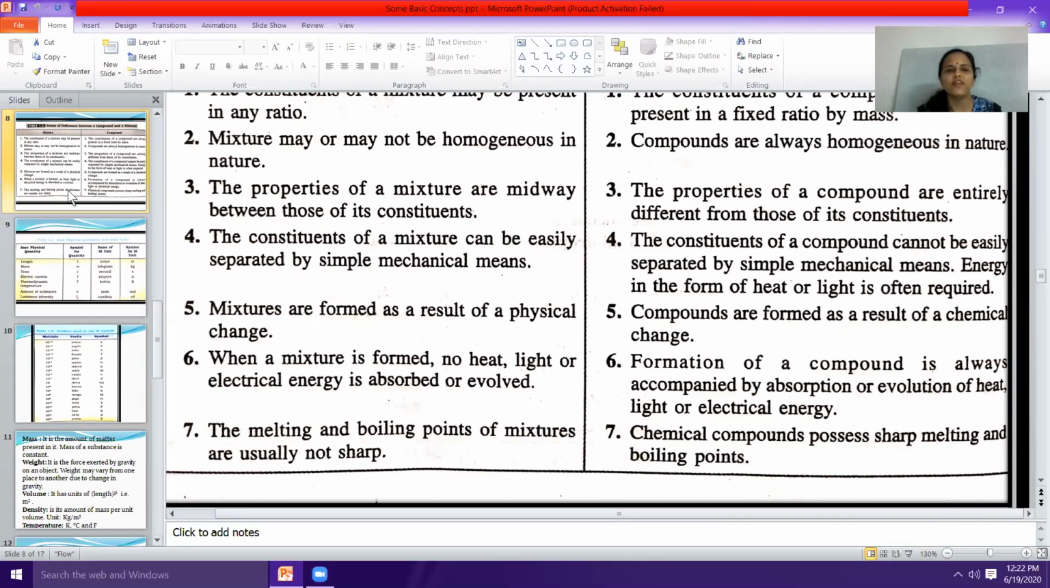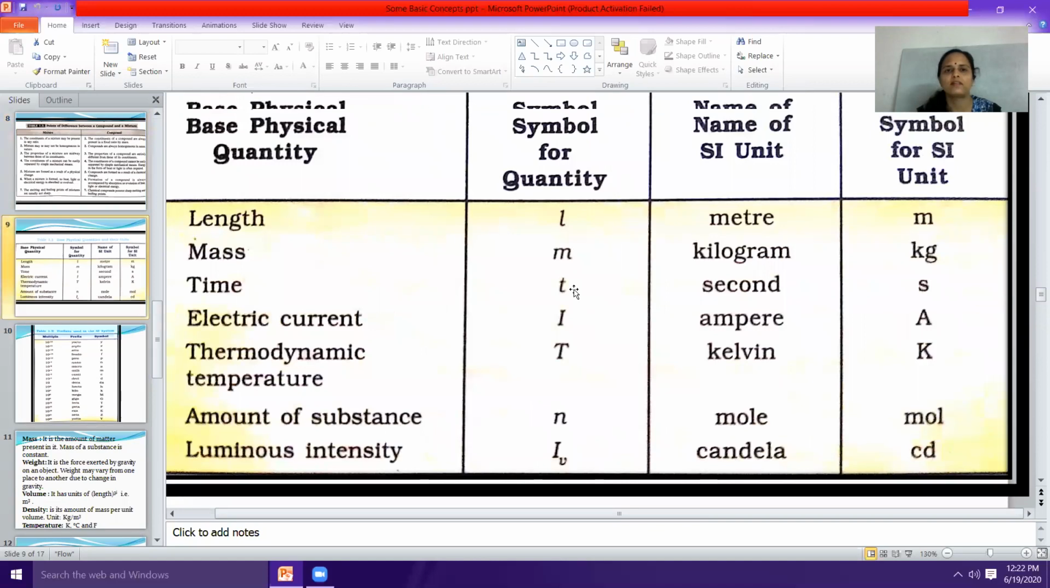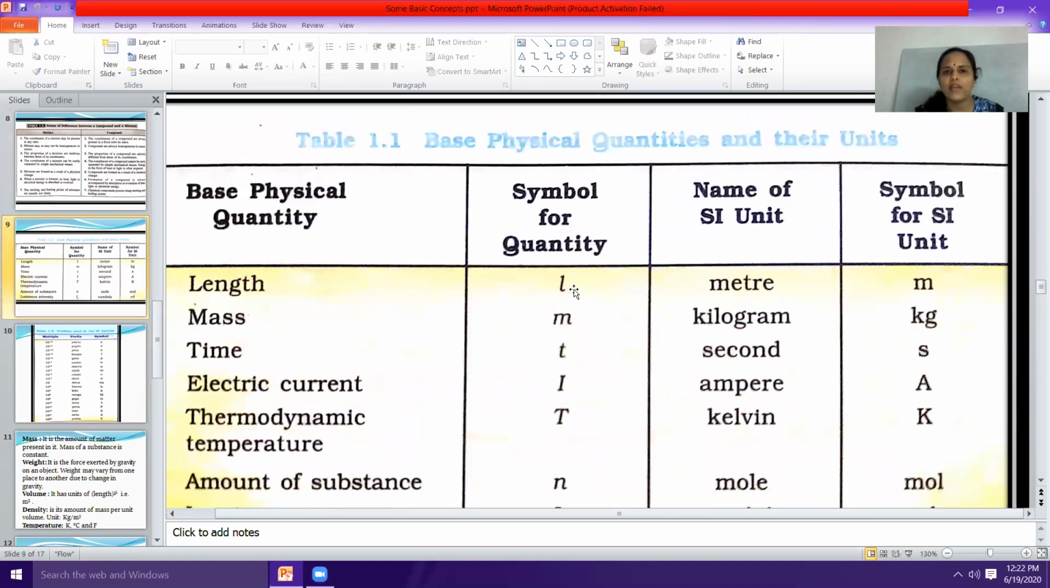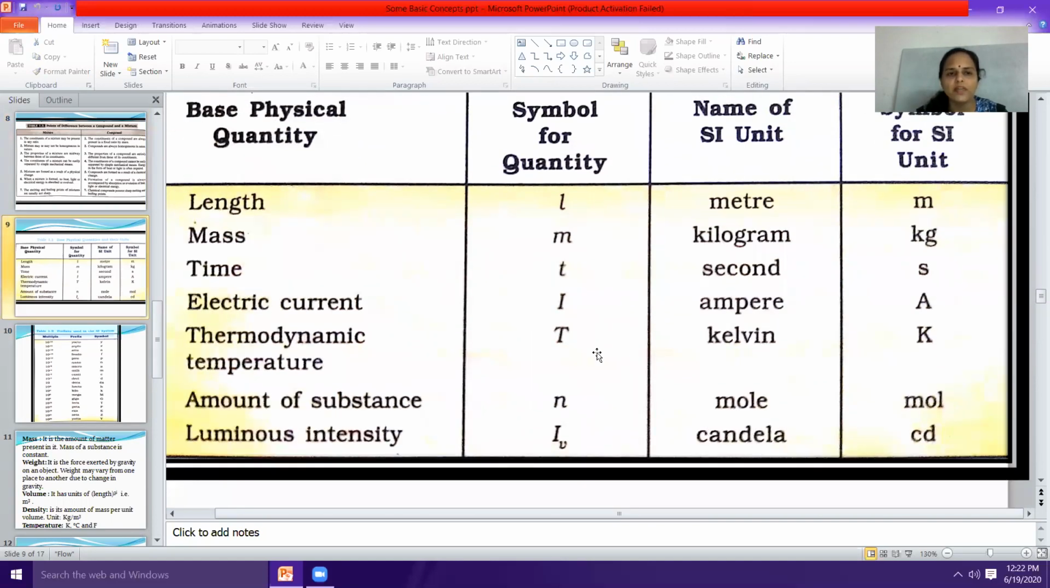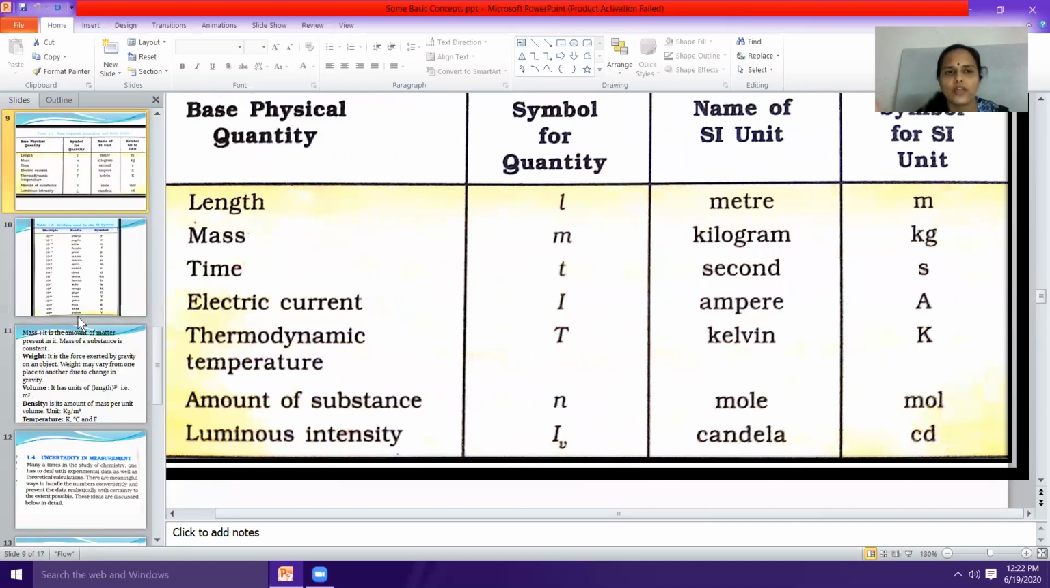Next, let us see the 7 basic physical quantities. There are base physical quantities along with the units. The 7 basic physical quantities are length, mass, time, electric current, thermodynamic temperature, amount of substance, and luminous intensity. There are 7 basic units which you have to learn by heart. You have already learnt them and you need to keep them in your mind.